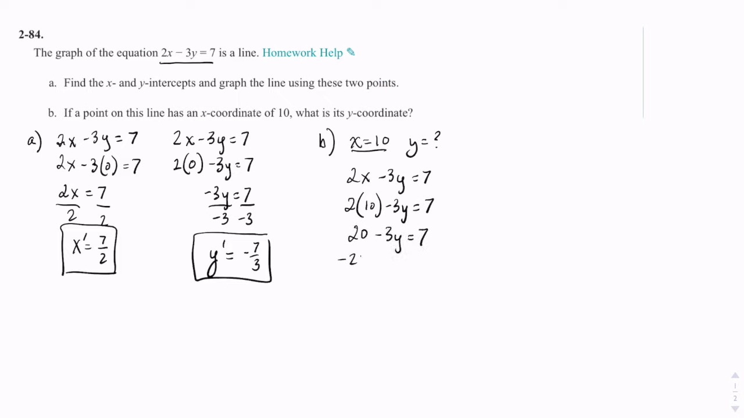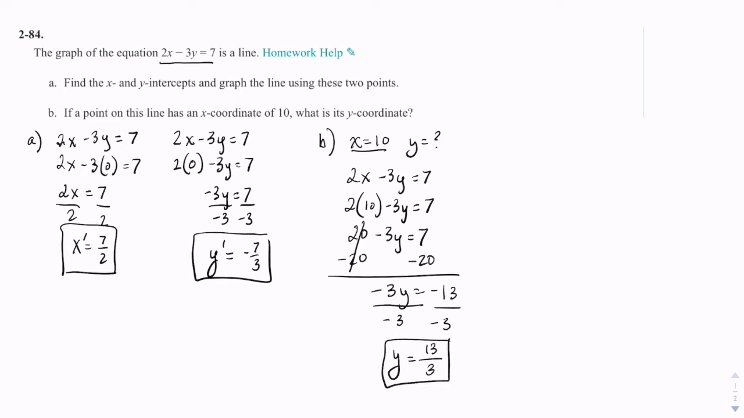So I'll subtract 20 from both sides, and I get negative 3y equals, because this canceled, 7 minus 20, which is negative 13, and I'll divide by negative 3 on both sides, and I get y equals negative divided by negative is positive 13/3, and I can leave that as an improper fraction.